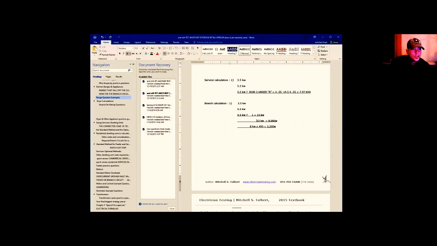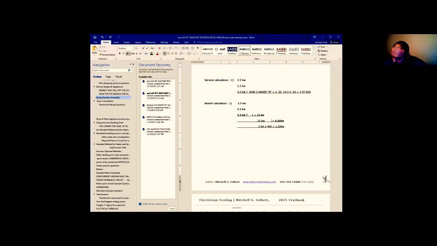Okay. And what's the difference here then? We use a row 1, is it? Yeah, we're on row 1 there. Okay, I get it. So branch circuits. Okay.